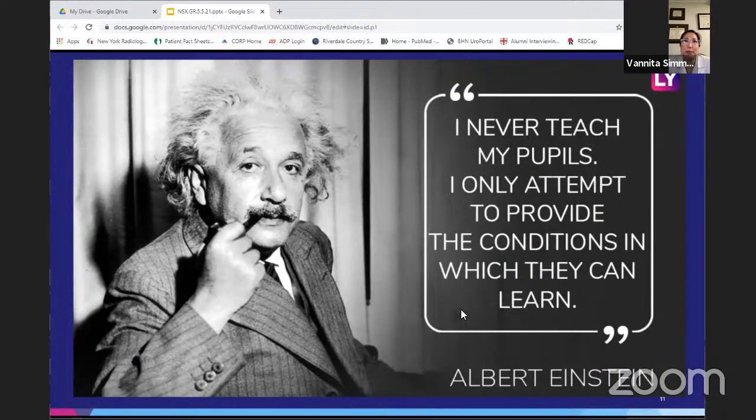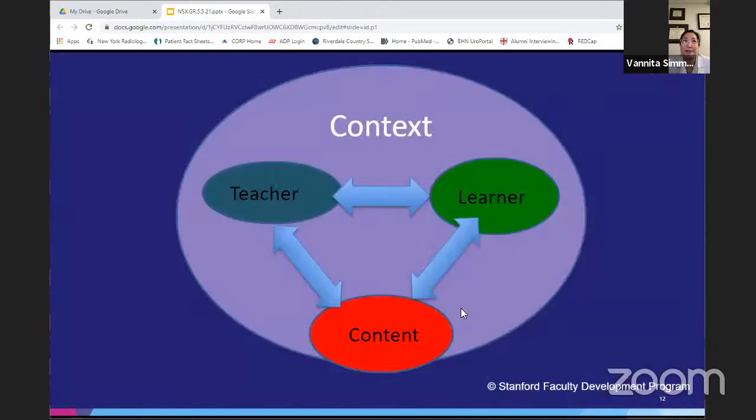"I never teach my pupils. I only attempt to provide the conditions in which they can learn." Does everybody agree with the statement? Well, I think he's talking about the learning environment.